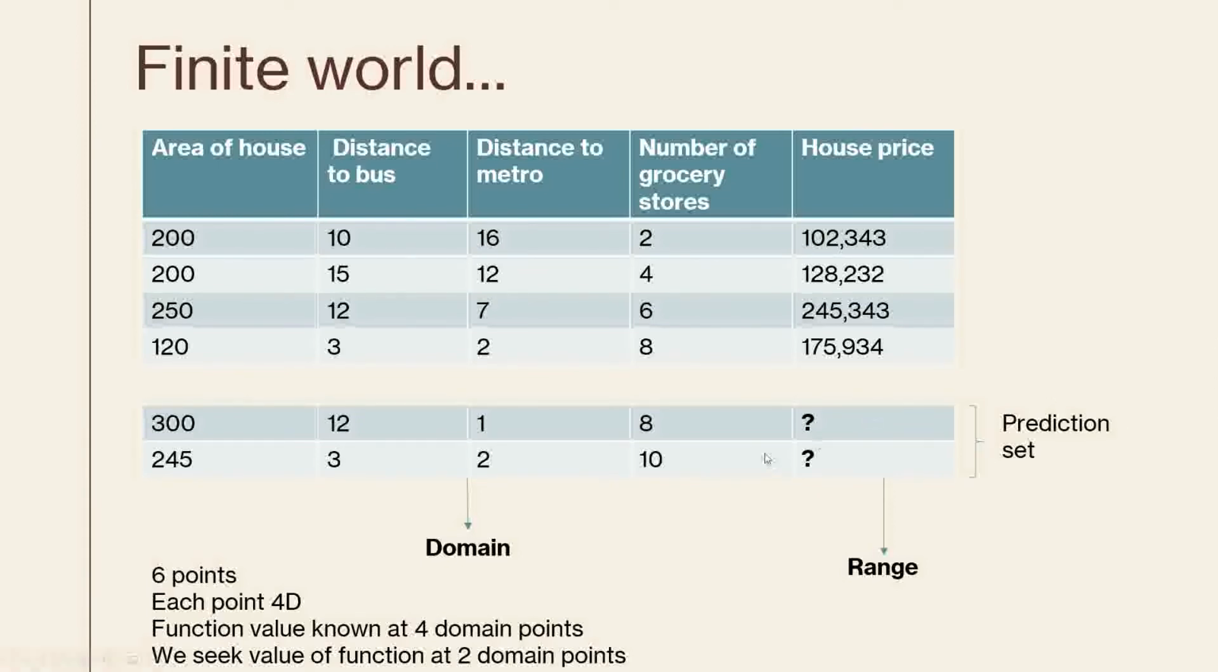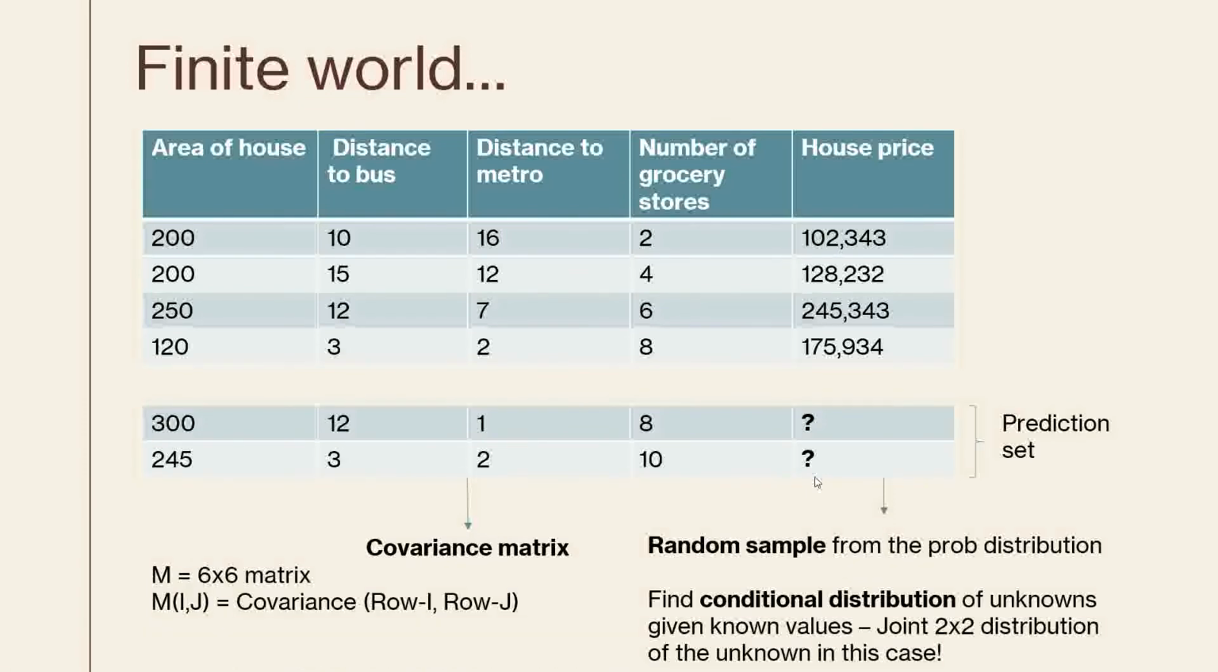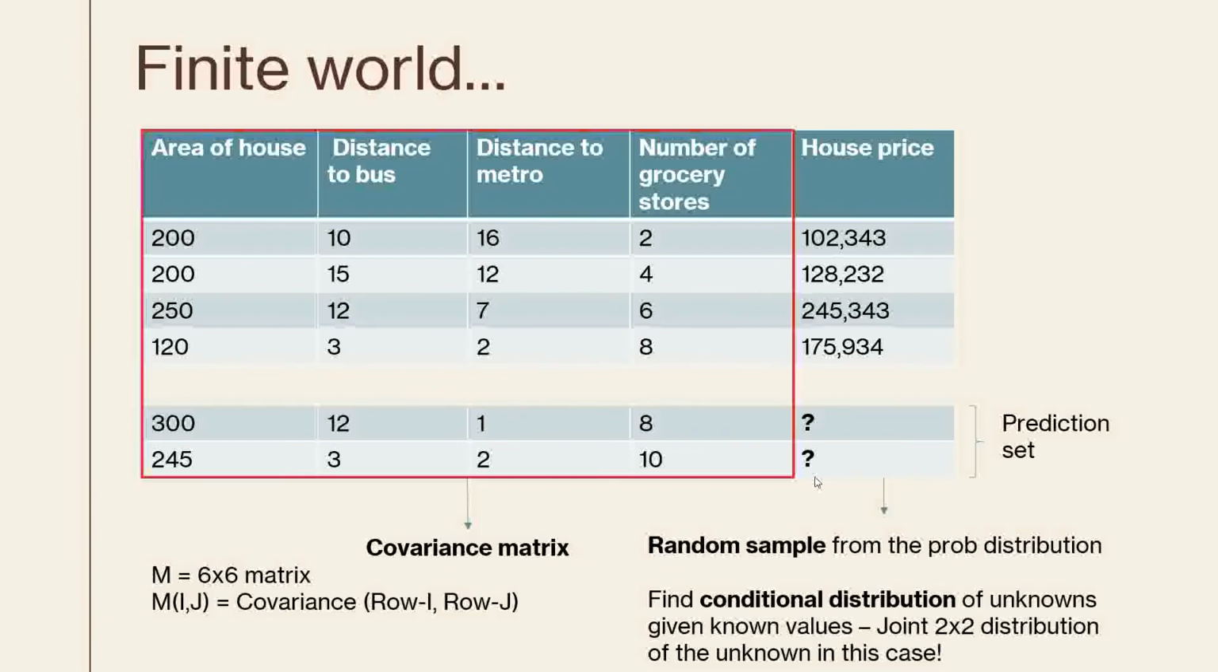The prediction set, the question marks here, will be returned as a 2 cross 2 joint probability distribution, right? So the output itself is a probability distribution. So yeah, that's what this slide also talks about. I don't have to go over it.